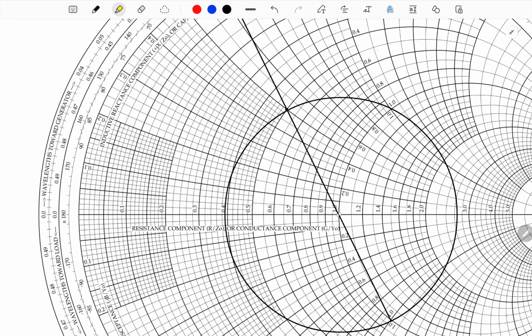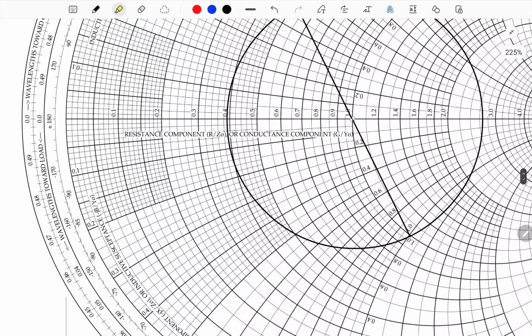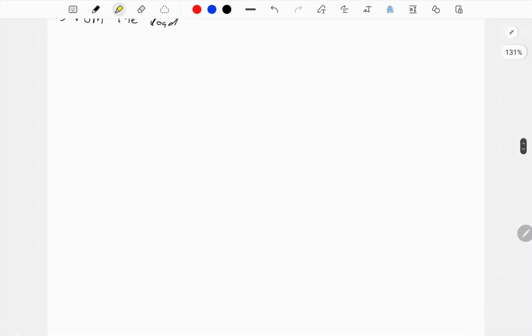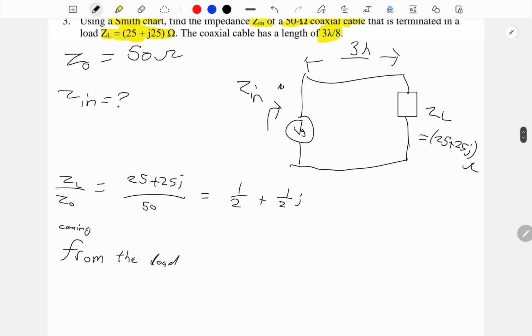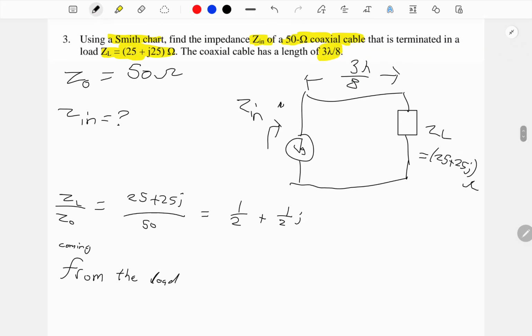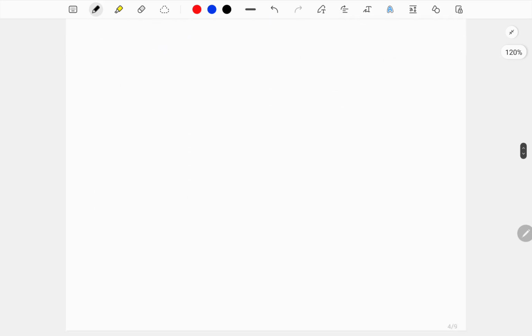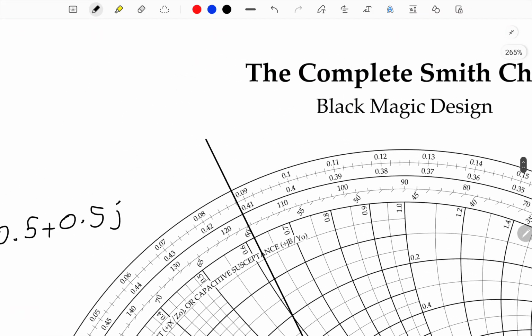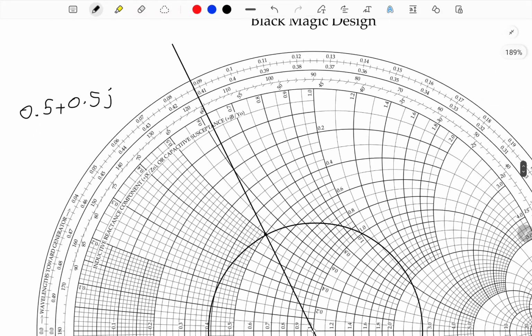Since we're coming from the load, and that means we're going towards the generator, and this is wavelength towards the load, but we don't want that. We're going towards the generator, so we're going this way. And how much are we going by? We're going by 3/8 lambda. So what is the point that we have right now? You tell me.